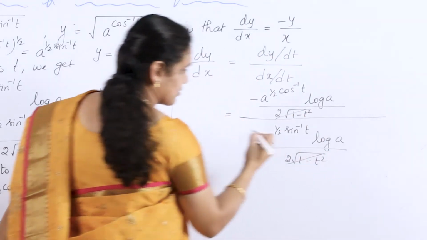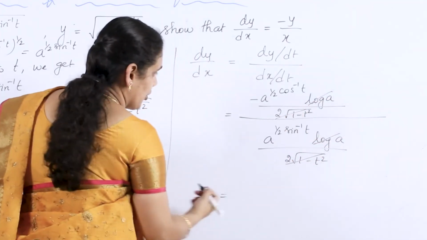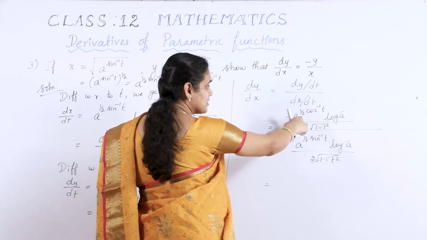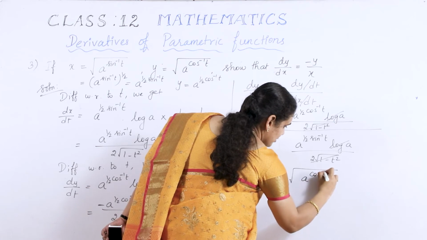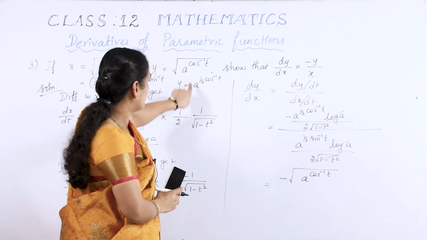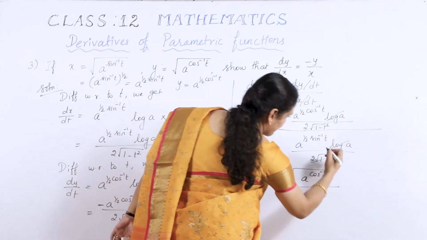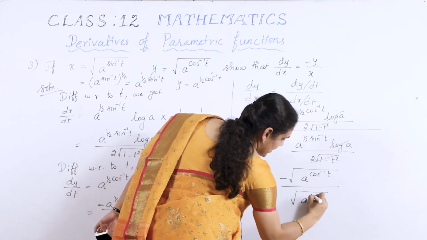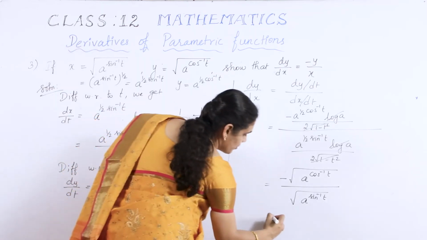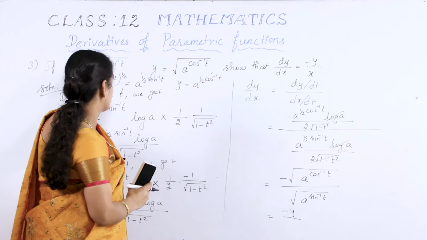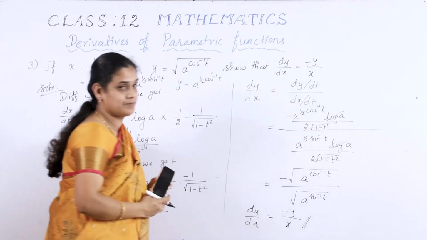So these two get cancelled, right? Then we get, and again this log a also gets cancelled. Okay, so here I am going to write this half as the root. So let me write this one as minus root over a to the power cos inverse of t, because it was like this only. So we have rewritten as a to the power half cos inverse of t. Now I have rewritten this one, and here it is root over a to the power sine inverse of t. So this is equal to y, or x, isn't it? Therefore minus y by x. So this is dy by dx equal to minus y by x, hence proved.